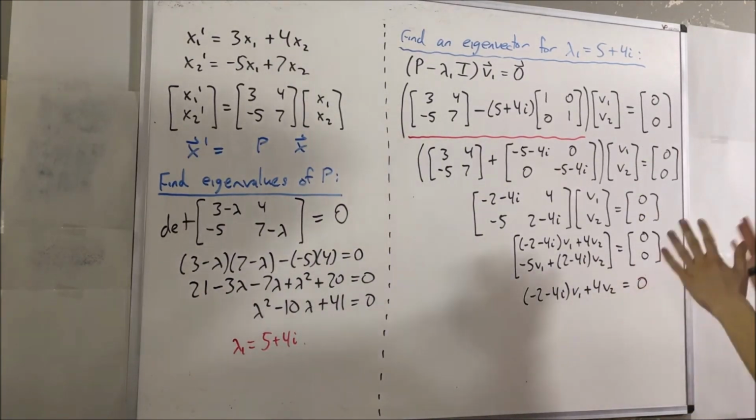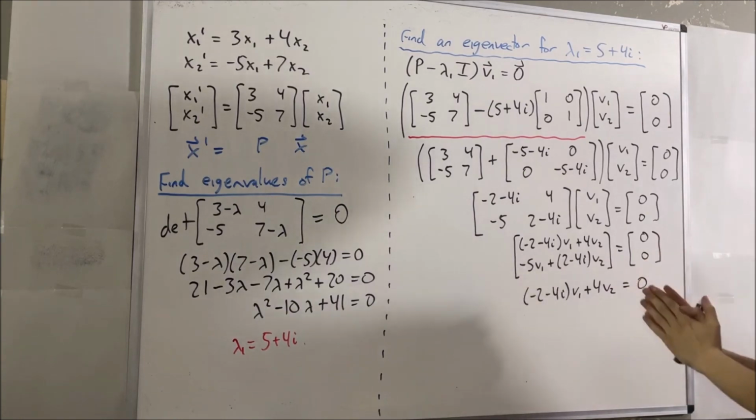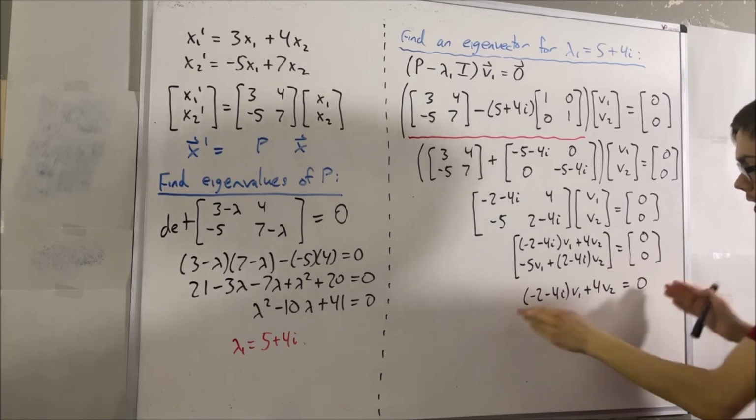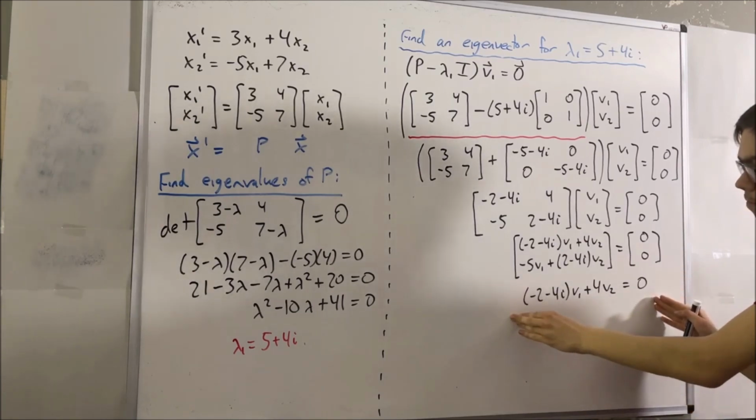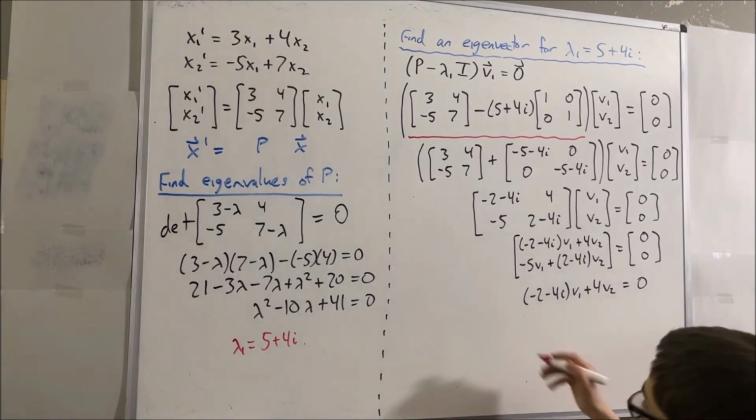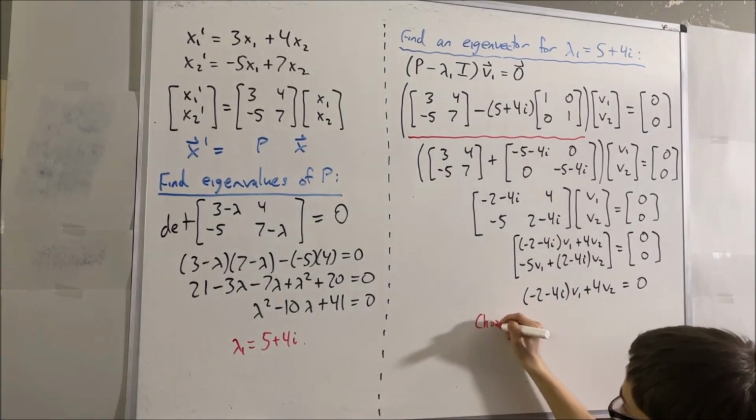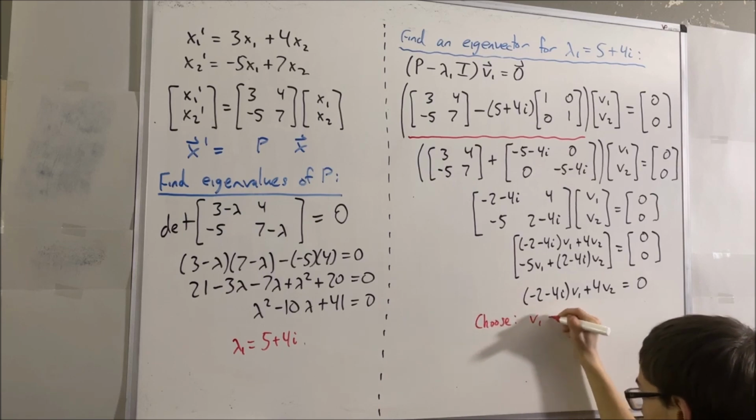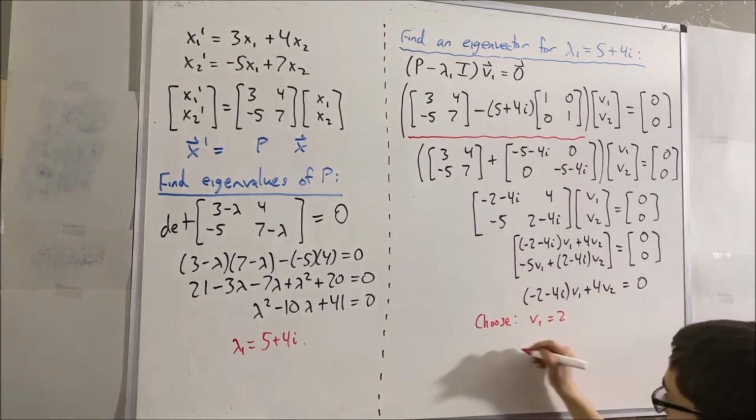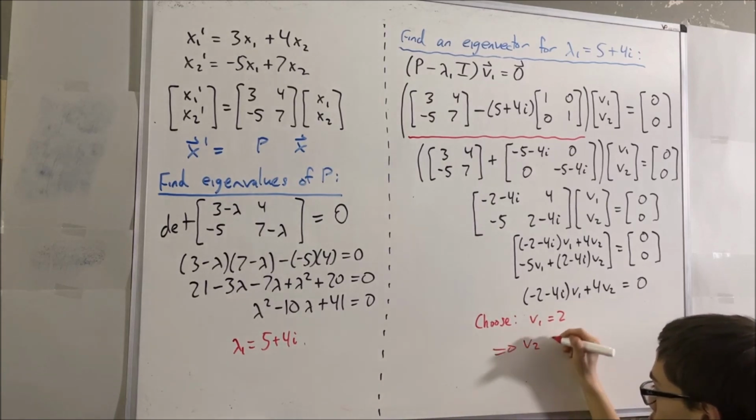And so at this point, what we need to do is figure out a non-zero value for v1 and v2 that satisfies this. And so I like to think of the nicest numbers possible. So it turns out it's going to be nice if I choose v1 to equal 2. If I choose v1 to equal 2, then what should v2 equal?